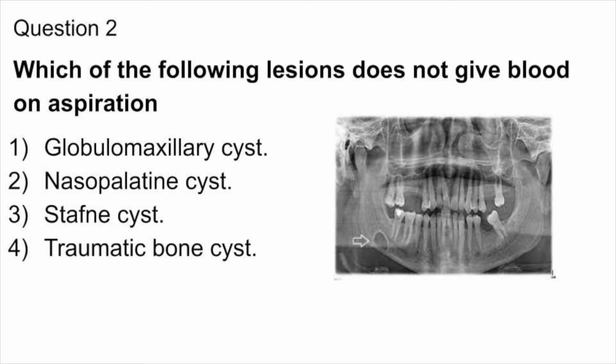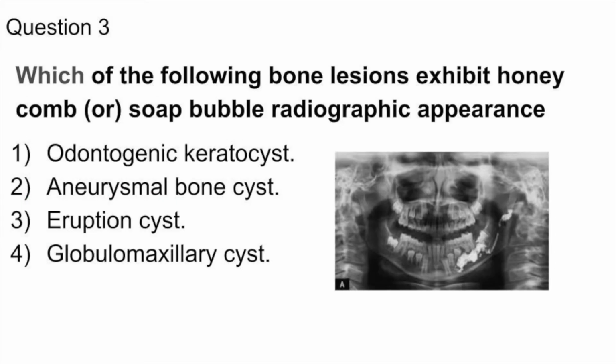Question 2. Which of the following lesions does not give blood on aspiration? Globulomaxillary cyst, nasopalatine cyst, Stafne cyst, and traumatic bone cyst. The answer is Stafne cyst. Static or Stafne cyst is due to the developmental inclusion of salivary glandular tissue on the lingual surface of the mandible below the mandibular canal. So the answer is Stafne cyst.